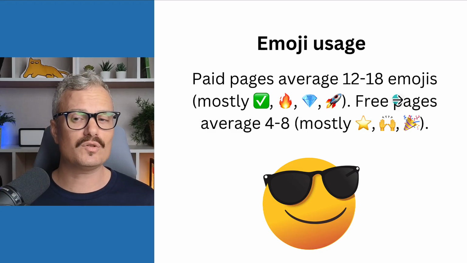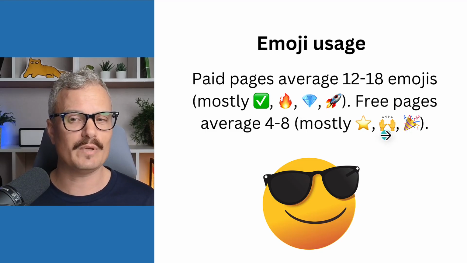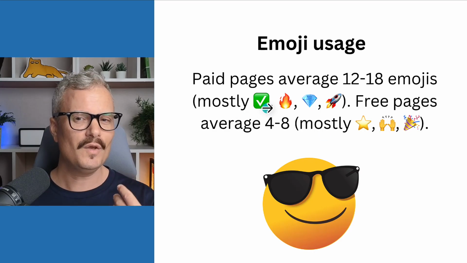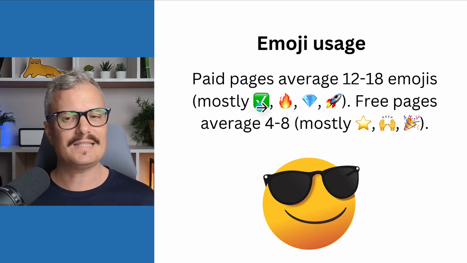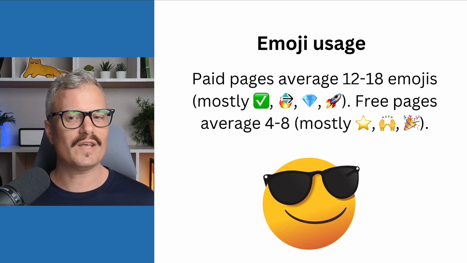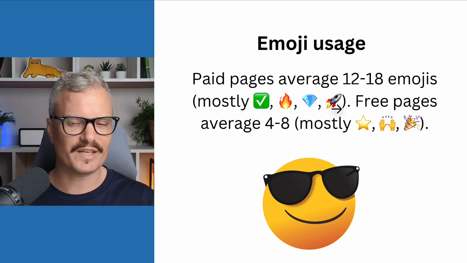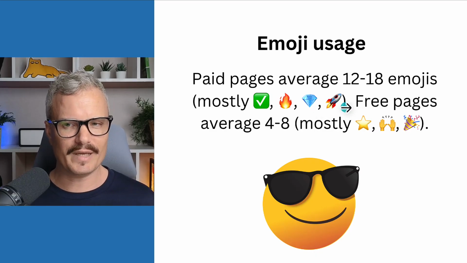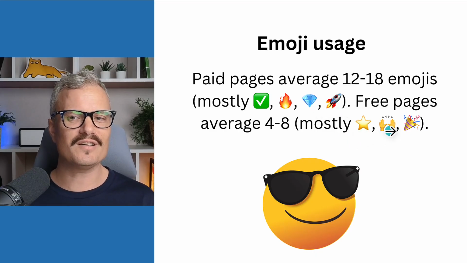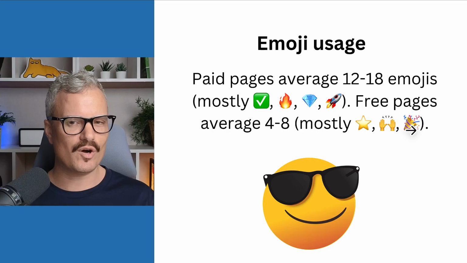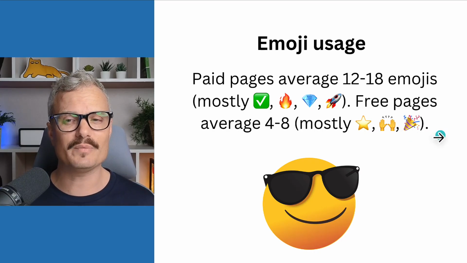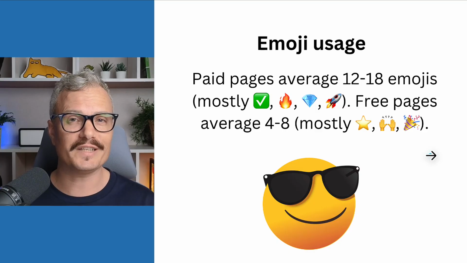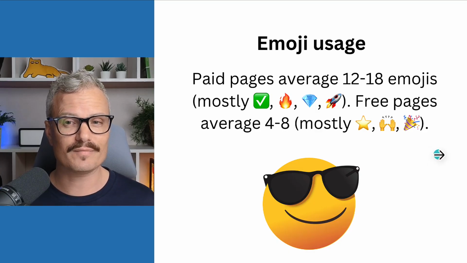But as you can see, there's also a difference in the type of emojis people are using. You've seen the green checks. Everybody, when they're talking about a feature or a benefit, seems to use these green checks. You've then got fires, diamonds, and the old rocket for launching and accelerating and taking off and gaining momentum. But then you've got the stars and celebrations and so on for the free communities. But emojis do seem to be a big part of both free and paid community descriptions.